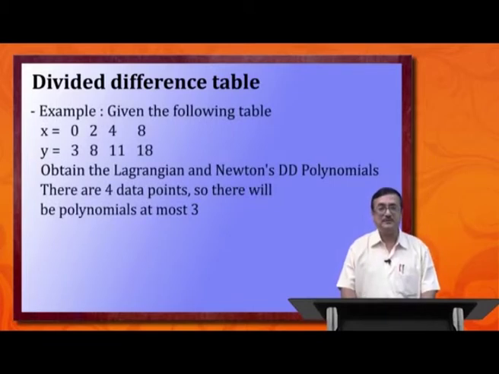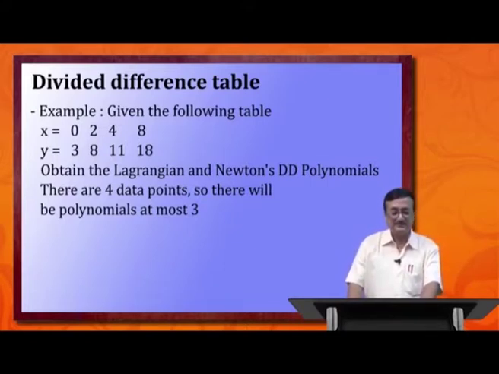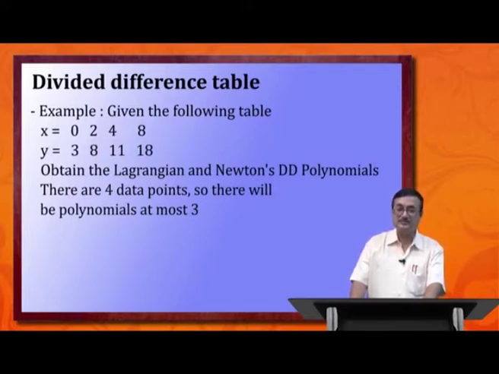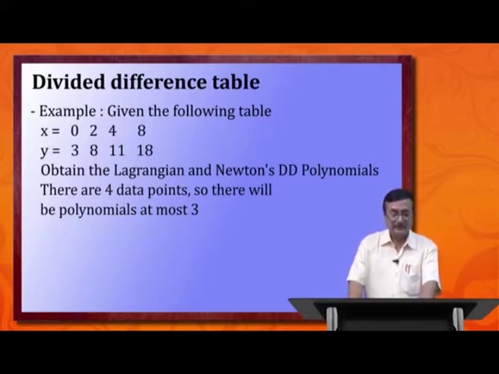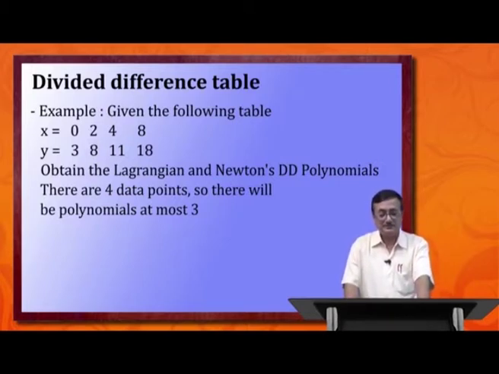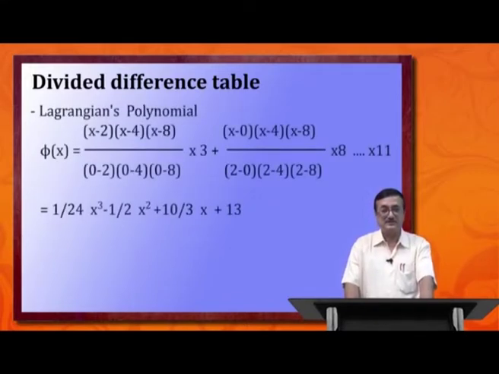Suppose we are given the following table: x as 0, 2, 4 and 8, not equispaced, corresponding y as 3, 8, 11 and 18. Obtain the Lagrangian and Newton's divided difference polynomial. There are 4 data points, so there will be polynomials of degree at most 3. Let us first start with Lagrange's polynomial.